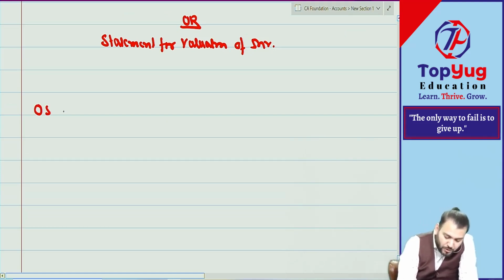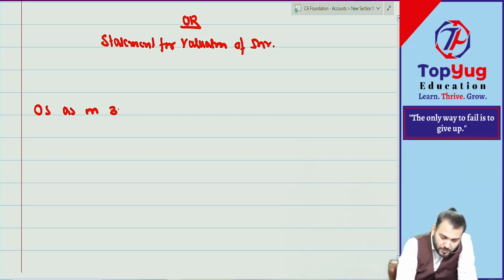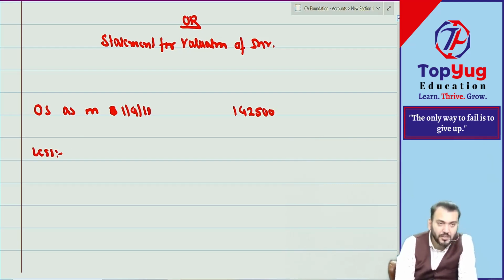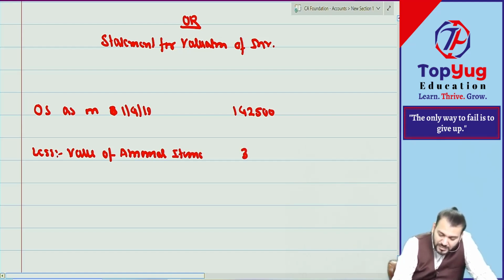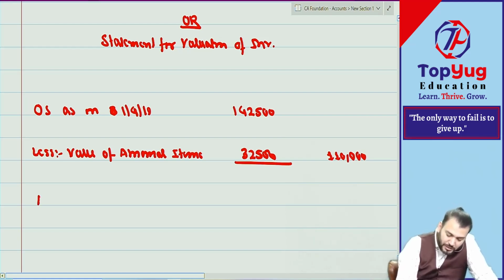What is the opening stock as on 1/4/2019 now? 1,42,500, less. Correct. What is the value of abnormal item? We'll exclude it. How much? 32,500. So what is the value of normal item? 1,10,000.